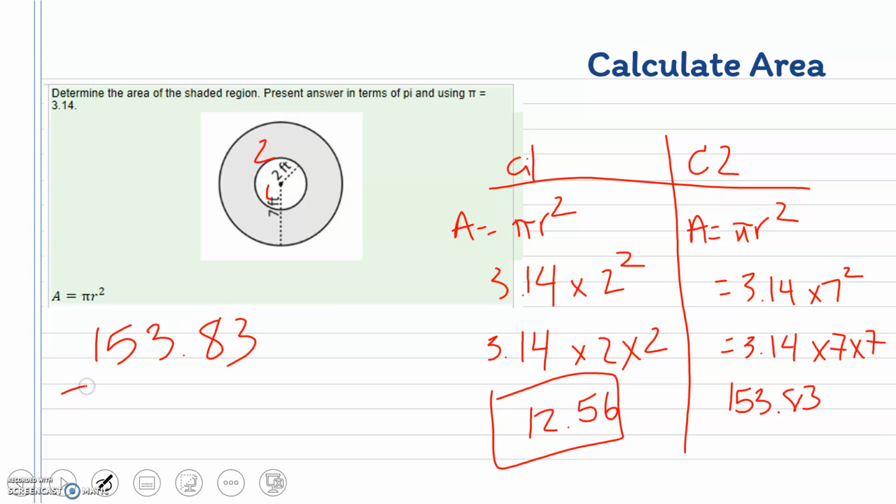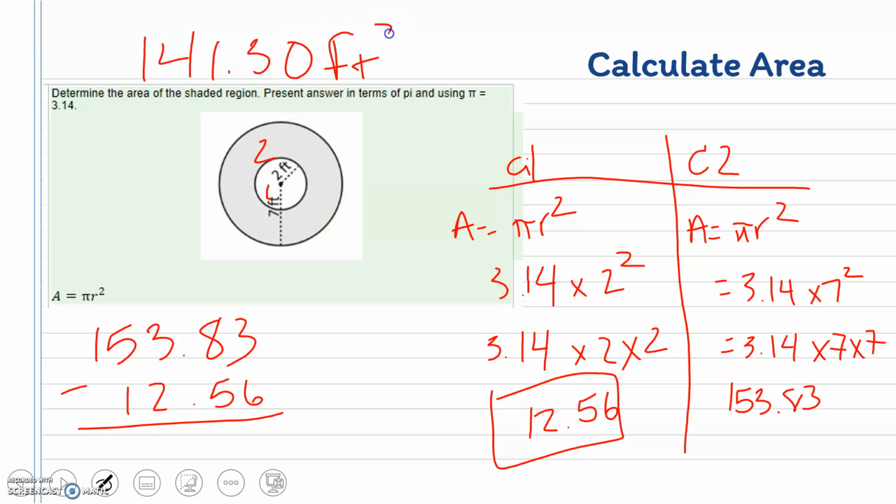Make sure you line up your decimals, which will give you your answer of, I don't have anywhere to write it, 141.30 feet squared as your final answer. We found the area of both. We're going to subtract because we're looking for the area of the shaded region.